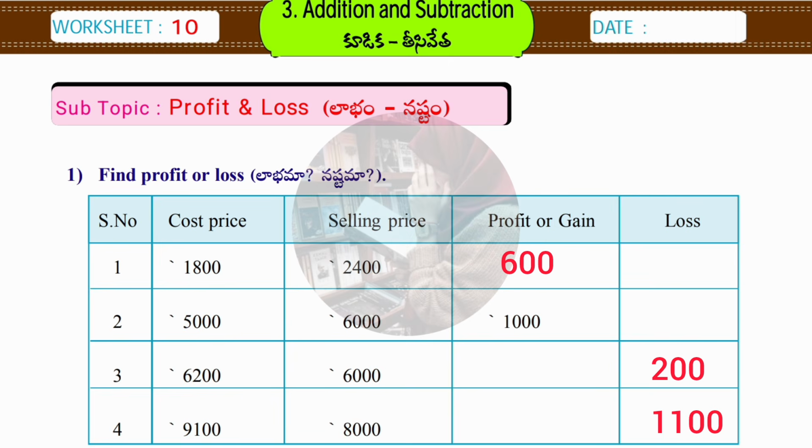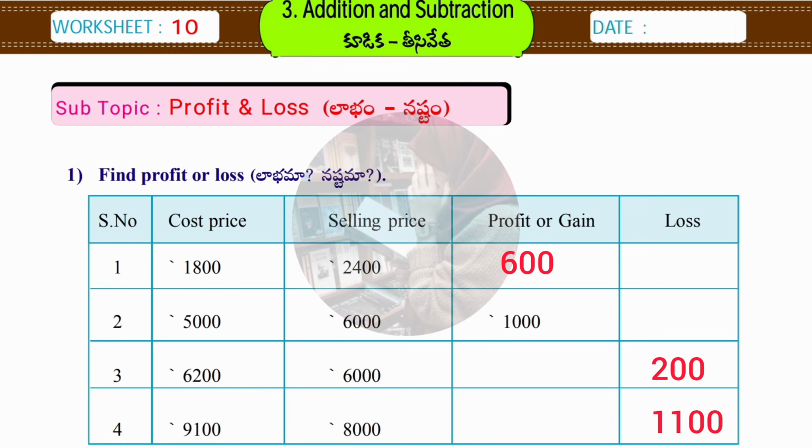Next, the third one: 6200 is the cost price and 6000 is the selling price. Which amount is greater here? Cost price is higher, which means surely you have lost 200. That's why write down 200 in the loss column. Next, the fourth one: cost price is 9100 and selling price is 8000. Here also it is a loss because cost price is higher than selling price. If you subtract, you will get 1100. So you have a loss of 1100.